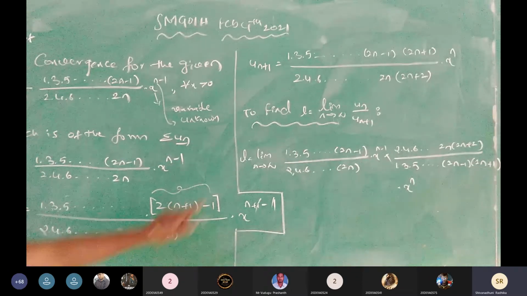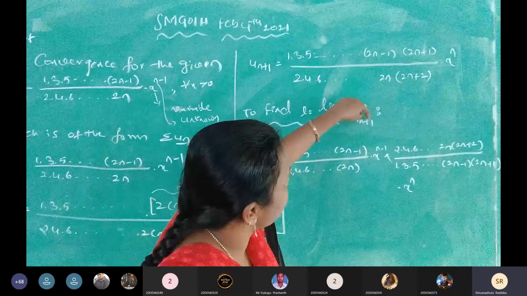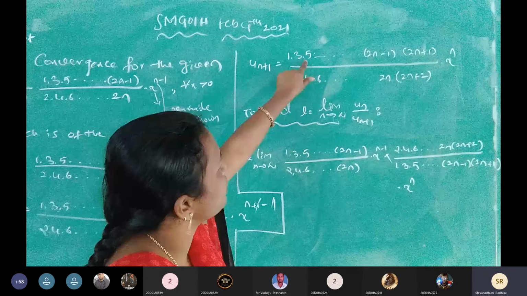Limit n tends to infinite. Un is this term, okay? And what is Pn? Un plus 1, 1 by un plus 1. So this is the denominator of the given one. Un plus 1 is this one. Numerator 1 into 3 into 5, so that is in the denominator. 2 into 4 into 6 is in the numerator.